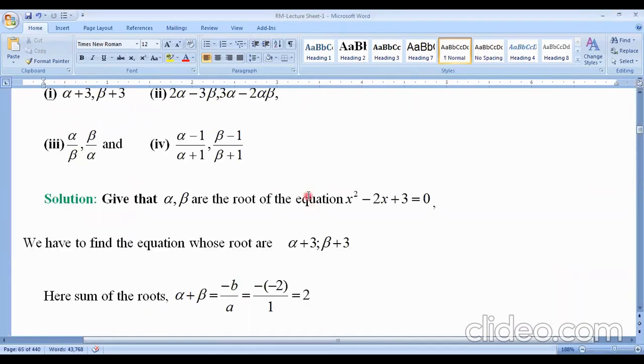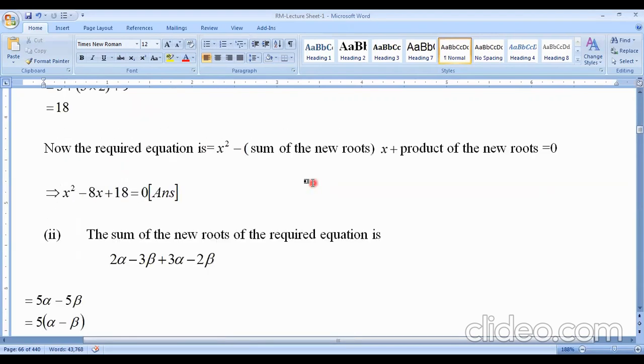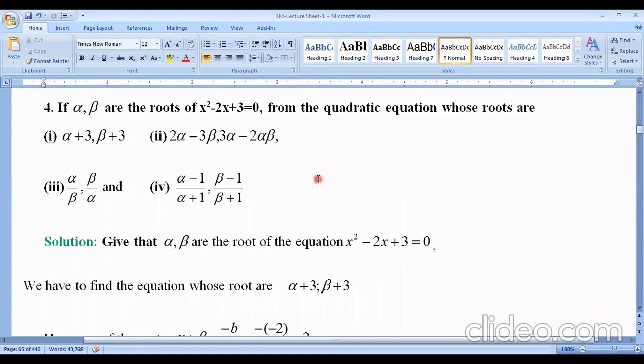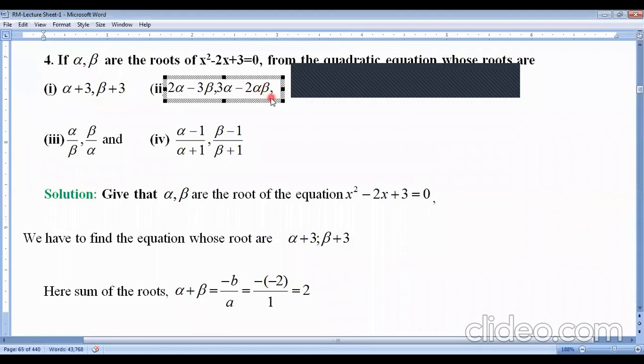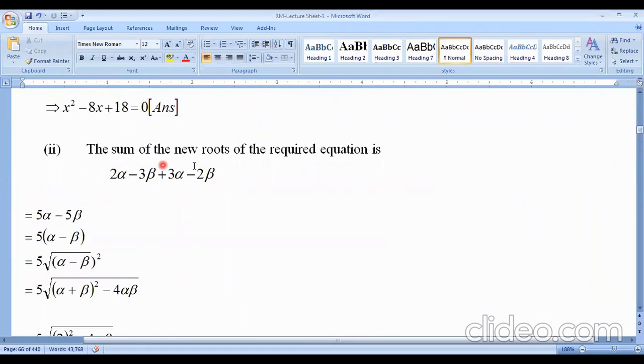Now another part: twice alpha minus 3 beta, thrice alpha minus twice beta. We have to find the second part. The sum of the new roots of the required equation will be twice alpha minus thrice beta plus thrice alpha minus twice beta. So the sum of the new roots will be 5 alpha minus 5 beta.